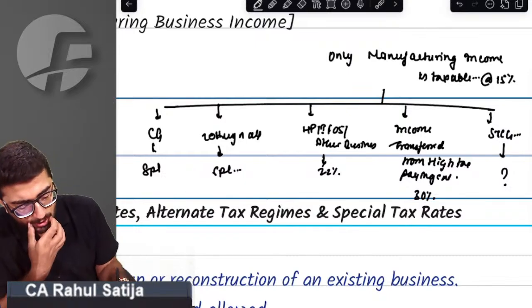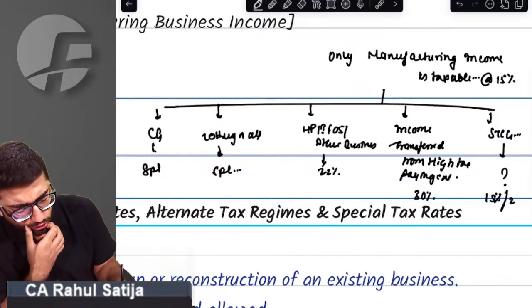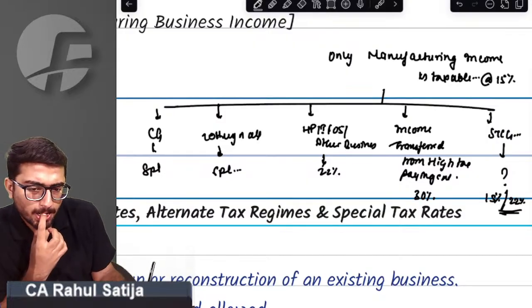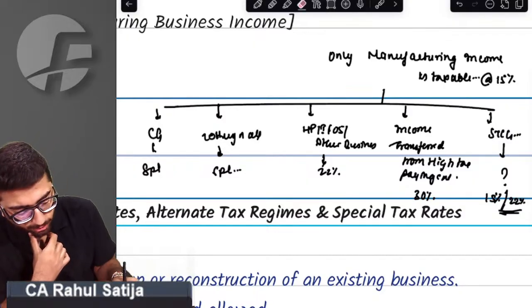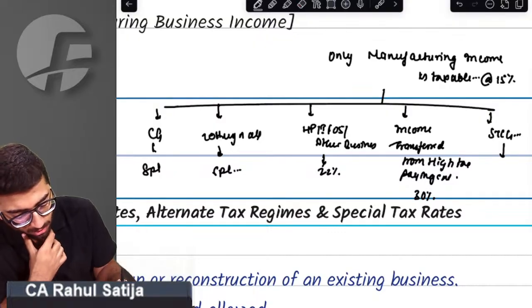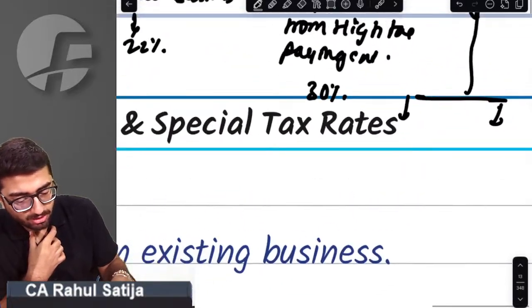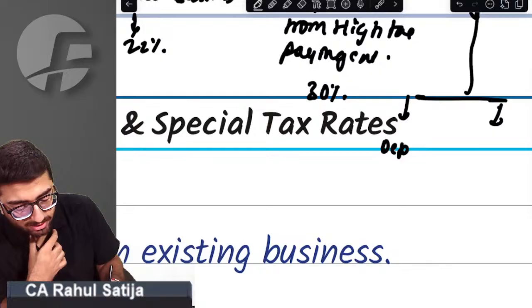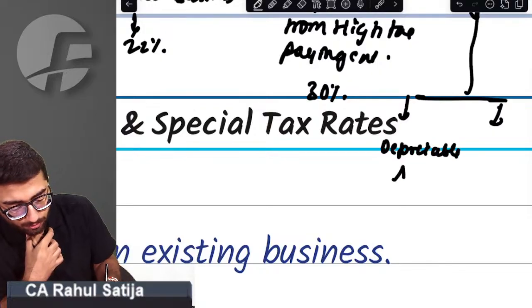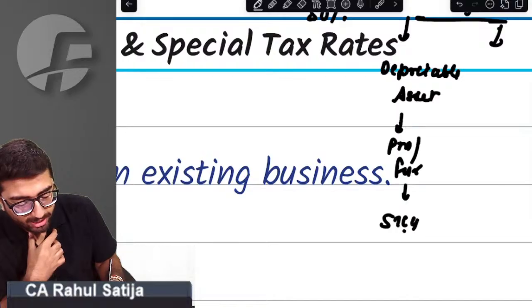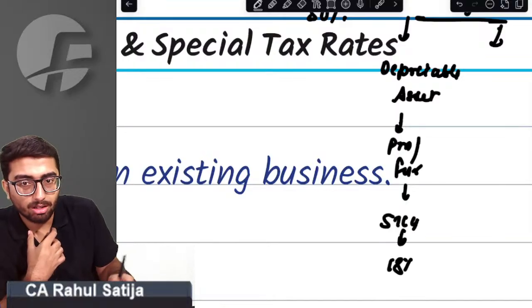Sir, should it be 15%? Should it be 22%? What should it be? Sir, here is a point of thought. For short term capital gain, we have to bifurcate. If the capital gain is on account of a depreciable asset, like plant and machinery or furniture, then the short term capital gain on such assets will be taxed at the rate of 15%.